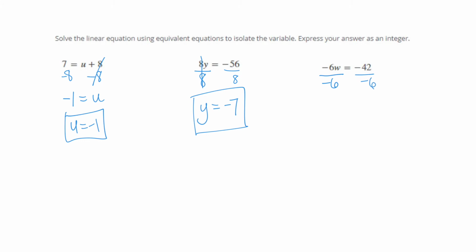So the negative 6 divided by negative 6 is going to cancel out to a 1. 1w, or I'm just going to write it as w, equals, over here, first thing I see is a negative divided by a negative. Those signs are the same, so my answer is going to be positive. And 42 divided by 6 is 7.